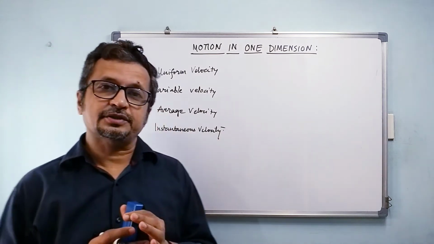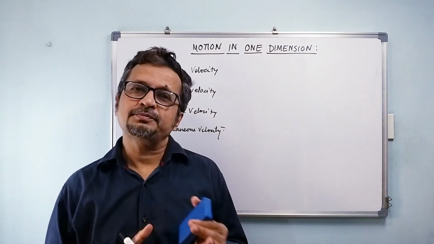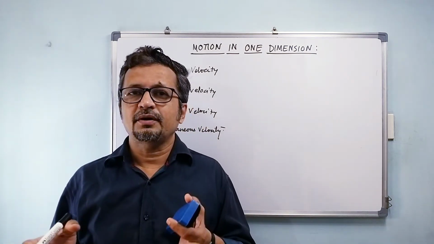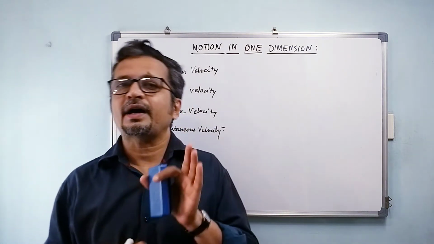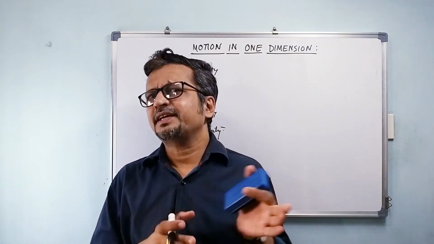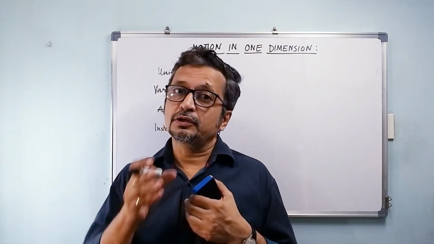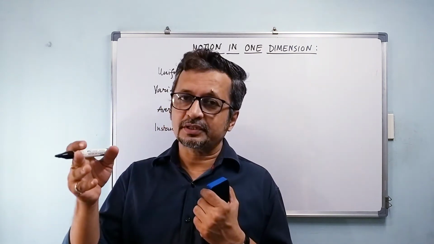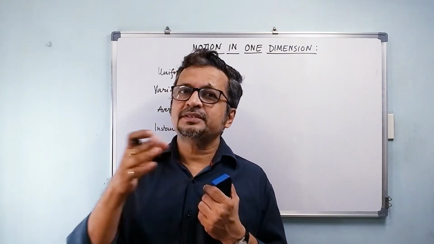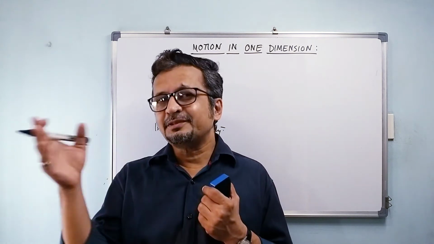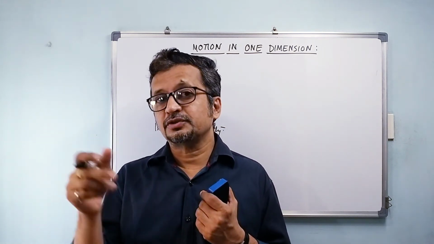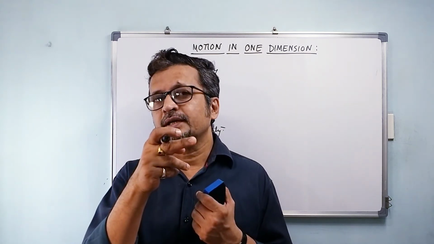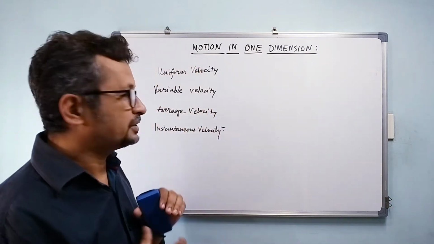What is average velocity? When a body is performing variable velocity within a given time interval, obviously it is going to have a certain displacement in that much time interval, right? The velocity has been changing in this time interval, but still there will be a certain displacement happening in this time interval. So if I divide that displacement by total time, that will give me average velocity.